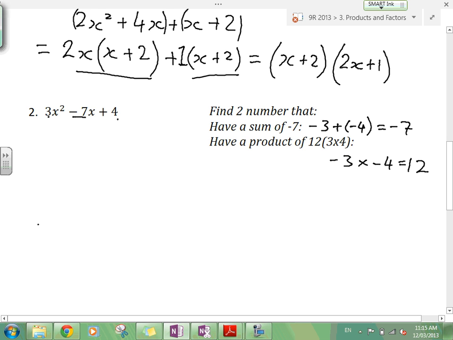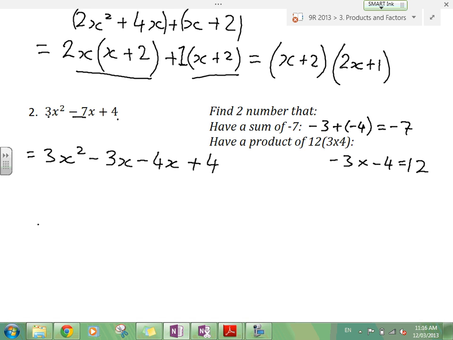Now, so we've discovered our two numbers, minus 3, minus 4. So what we have to do now is split the middle term into those two. So I'm going to rewrite this as 3x squared minus 3x minus 4x plus 4. Any questions about this step? Follow what I'm doing here. Split the minus 7 into minus 3 minus 4.